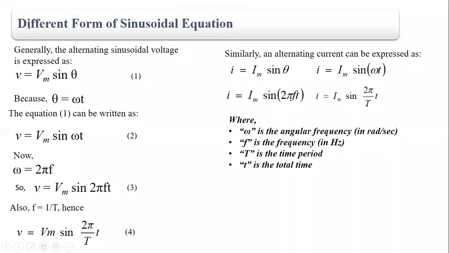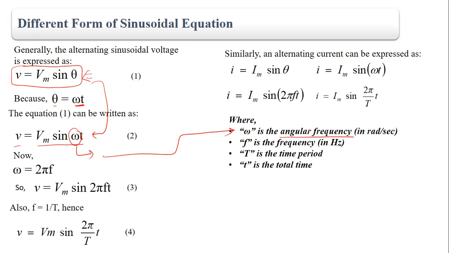Now let us see the various forms through which we can represent the sinusoidal alternating quantity. We have equation number 4 from the previous slide, which is V is equal to Vm sine theta. If we replace theta with omega t, we get a new representation, V is equal to Vm sine omega t. And we know that omega is the angular frequency, given by 2 pi f, where f is the frequency measured in hertz. If we replace omega with 2 pi f in this equation, we get v is equal to Vm sine 2 pi f t, where t is the duration for which the voltage exists.